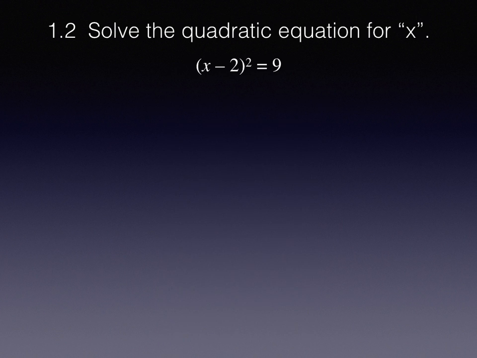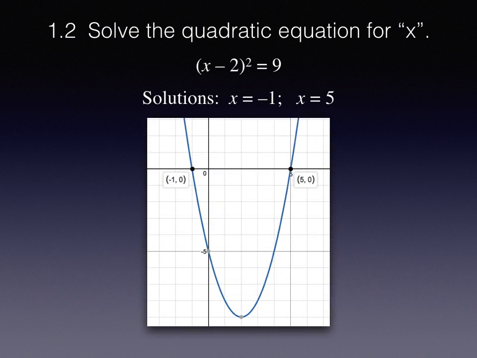So one last one to consider, the quadratic equation x minus 2 quantity squared equals 9. There were two solutions, remember? And if I were to graph y equals x minus 2 quantity squared minus 9, the parabola would cross the x-axis at -1 and 5.